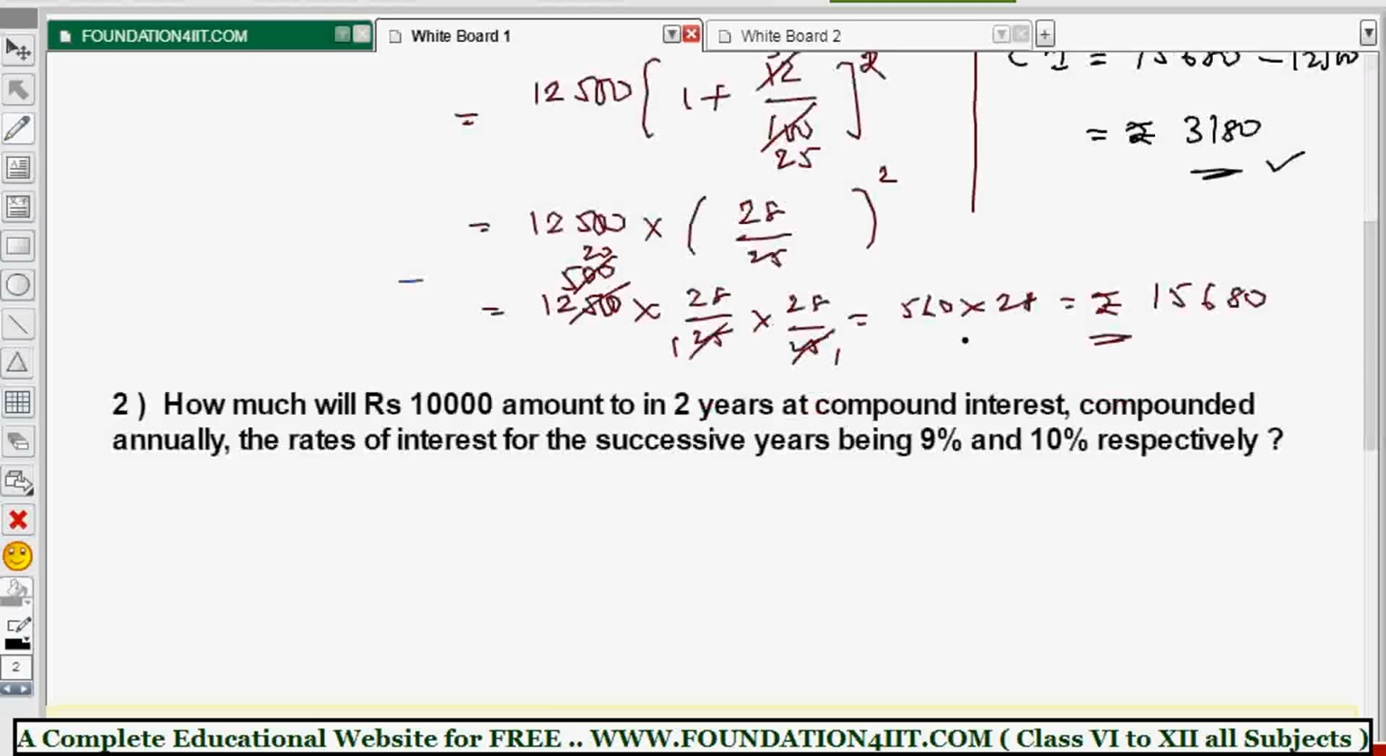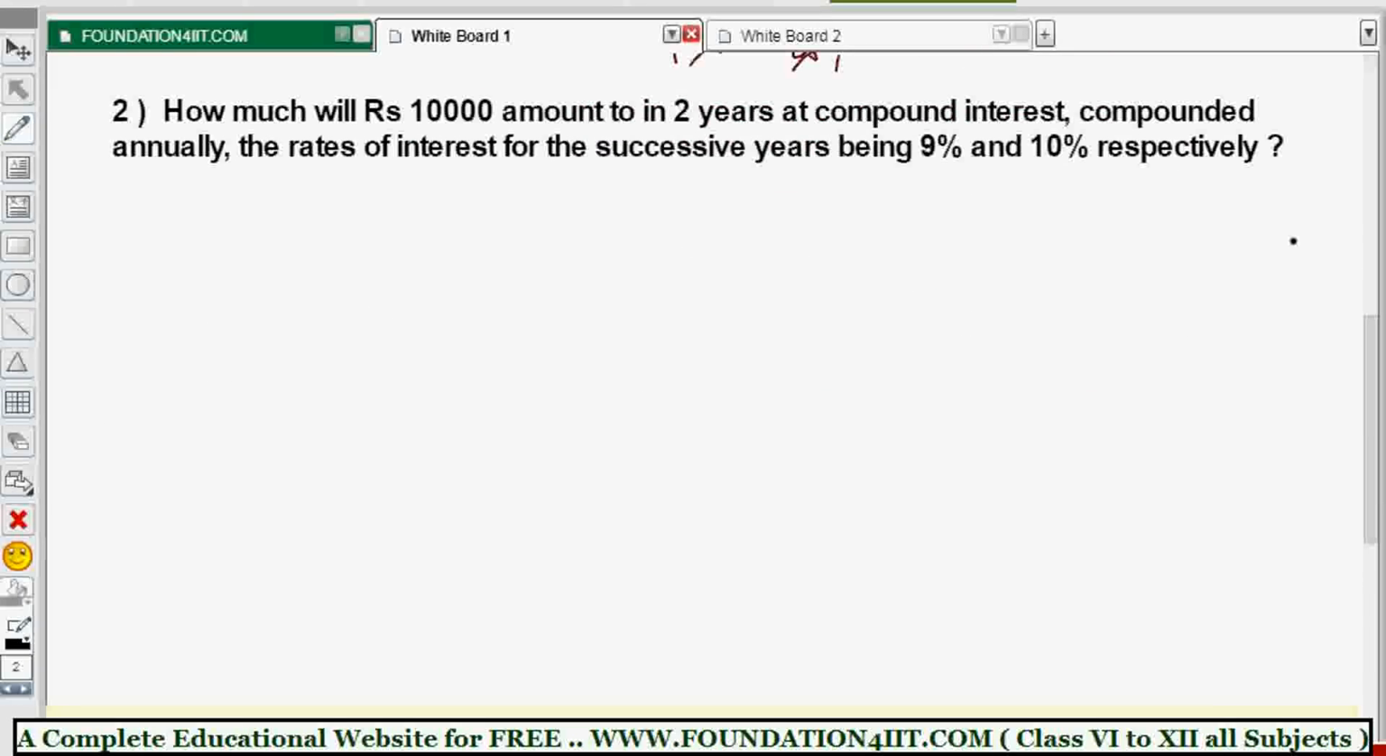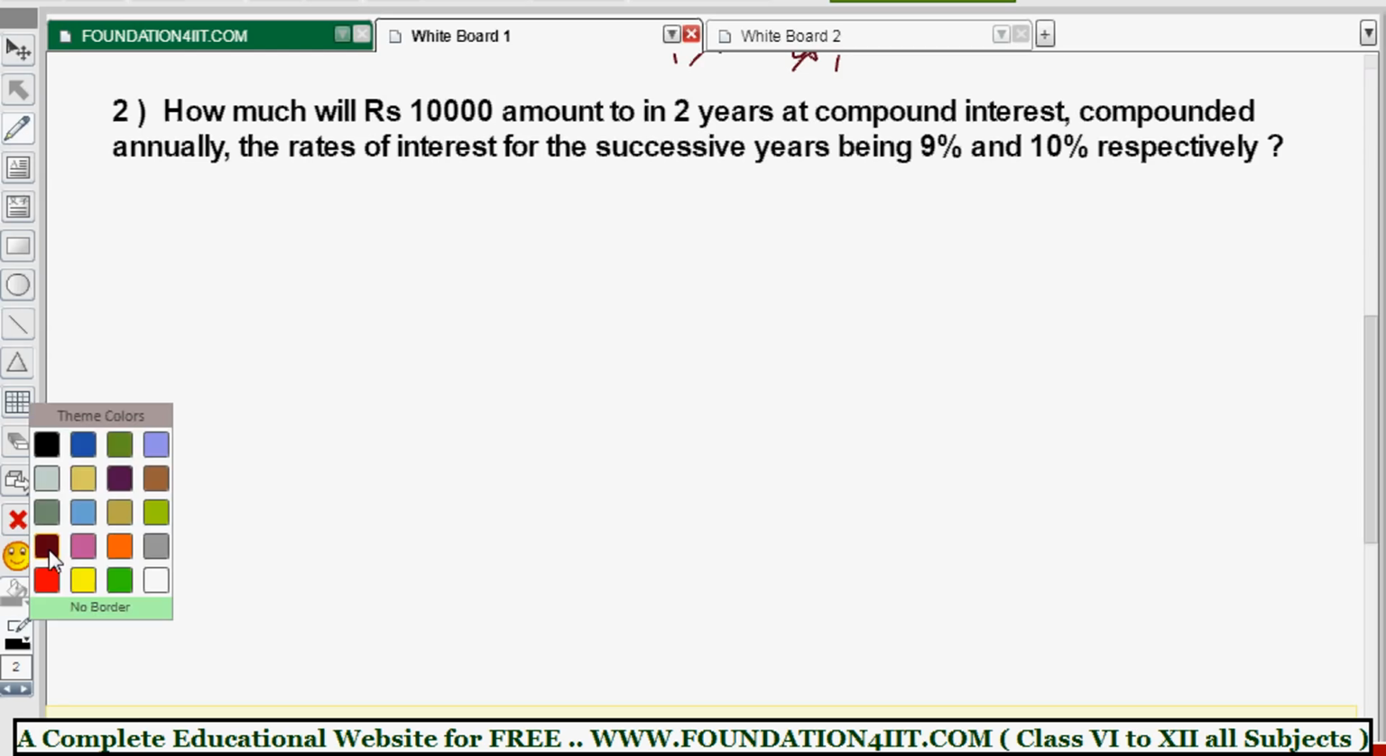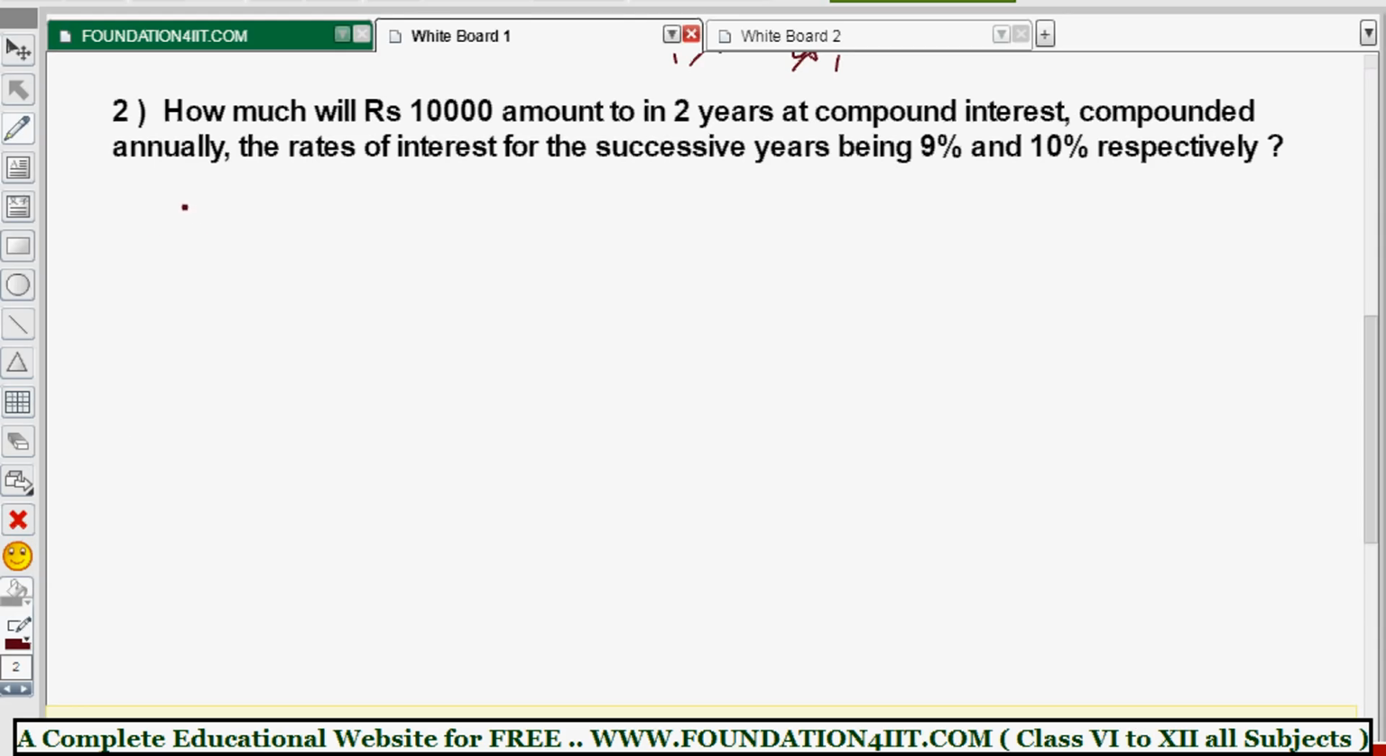Then see one more question I wrote here. This is when different rates are given. Observe: how much will 10,000 amount to in 2 years at compound interest, compounded annually, when the rates of interest in successive years are 9 and 10%? That means first year 9% and second year 10%. According to the given solution, P equals 10,000, and since there are two rates, we take R1 as 9% and R2 as 10%.